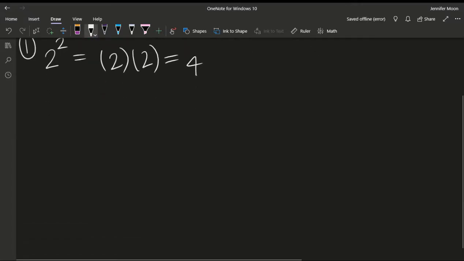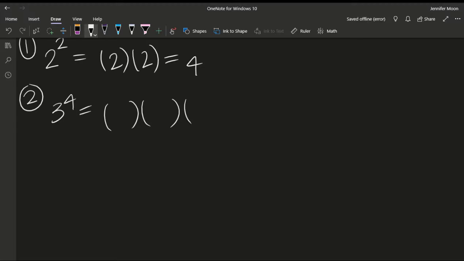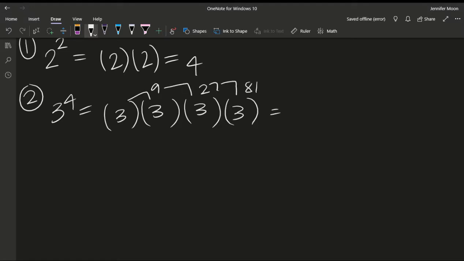Okay, so let's say if we saw 3 raised to the 4th power. I know it's going to multiply my base n times. My n is 4. So I need to do my base, which is 3, multiplied to itself 4 times. So that would be 3 times 3 is 9. 9 times 3 is 27. 27 times 3 is 81.